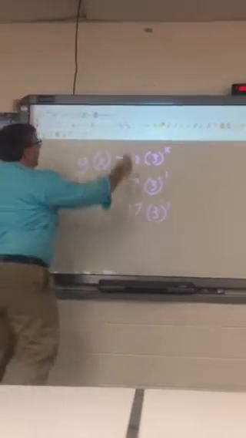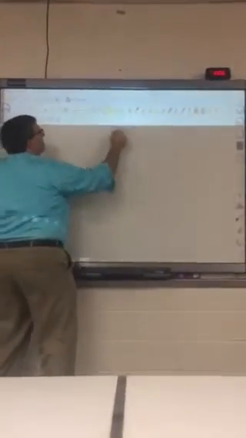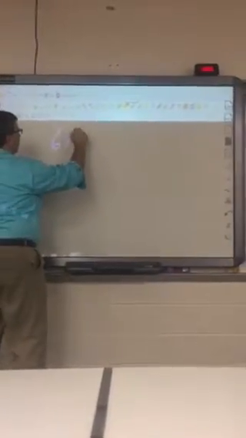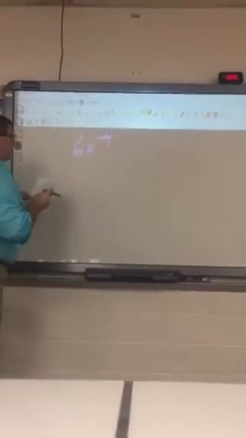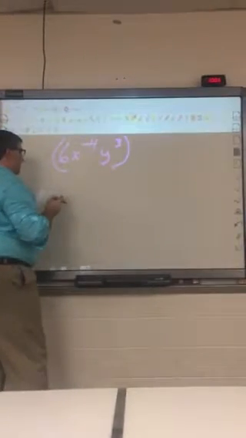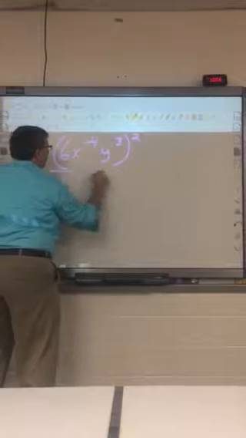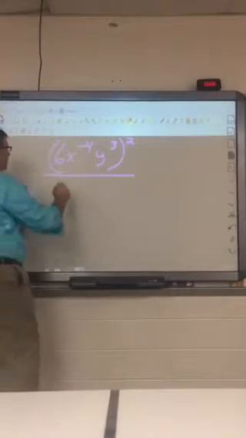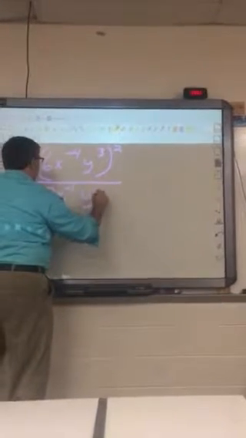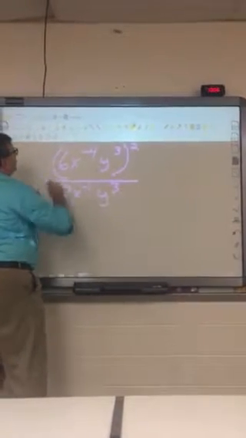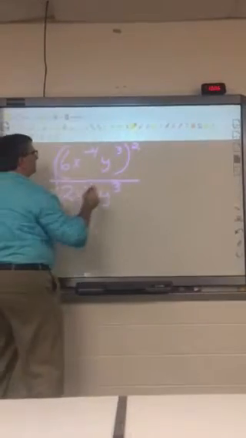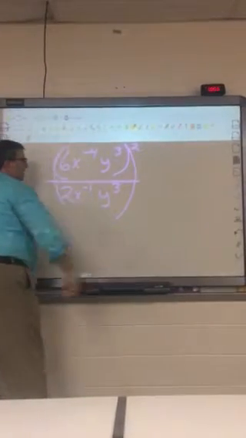Exponents. I've got 6 x to the negative 4 times y cubed, taking all of that to the second power, over 2 x to the negative 1 y cubed. Now, I goofed up here. These come all the way around.